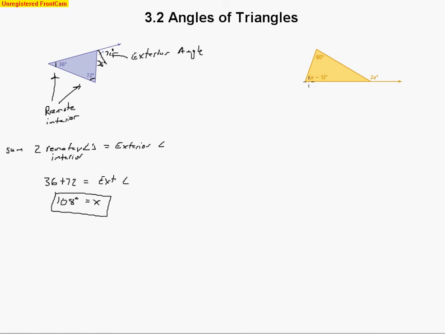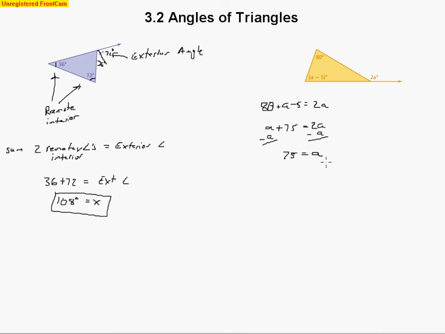Now, using that, I can go ahead and solve a little bit more challenging problem. So these are my two remote interior angles, and they will sum to equal the exterior angle over here. So I'm going to take that 80-degree angle, I'm going to add it to the a minus 5, and it's going to end up equaling 2a. And so when I go ahead and combine some terms, I have a plus 75 equals 2a. So now I'll go ahead and subtract the a from both sides. That gives me 75 equals a.